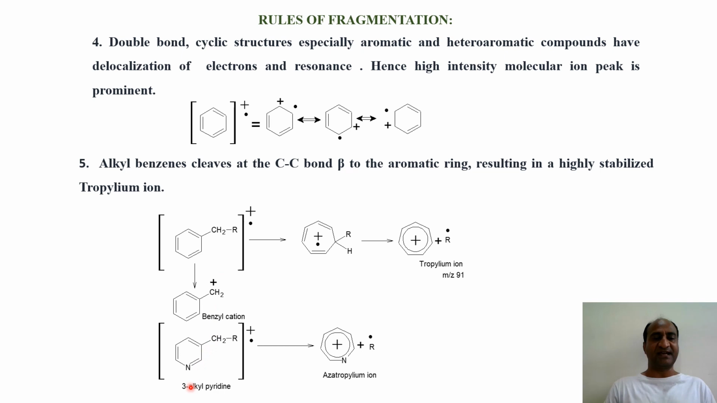Similarly, if we take the example of 3-alkyl pyridine, so this is a pyridine ring. This nitrogen is 1, this is second position. In third position, there is an alkyl substitution, so 3-alkyl pyridine. When this is clipped or fragmented, this CH2 will participate in this aromatic system, and this 6-membered ring is converted into a 7-membered heterocyclic ring containing nitrogen, which we call a propylium ion.